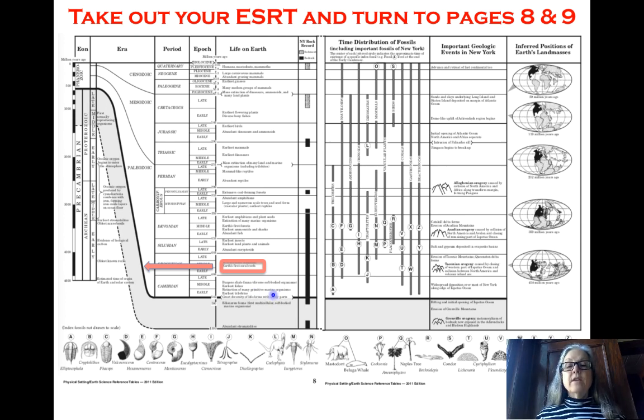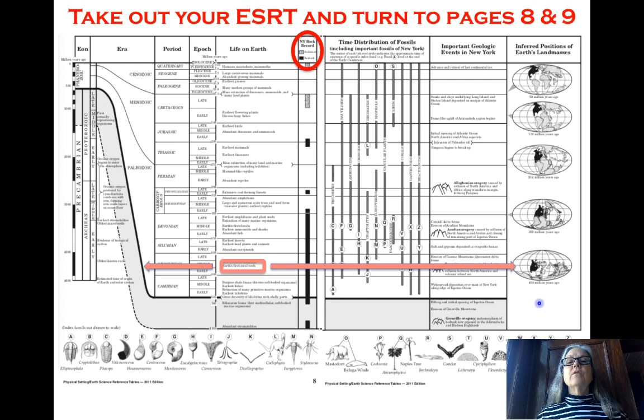Then going in the opposite direction, all of this information is related to that time period. So what animals existed, is there bedrock that shows that in the state of New York, what were the geological events, and what did the land masses look like at that time in Earth's history.